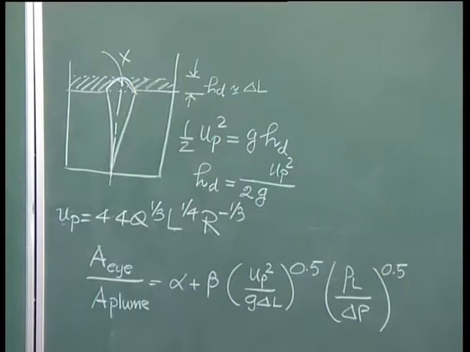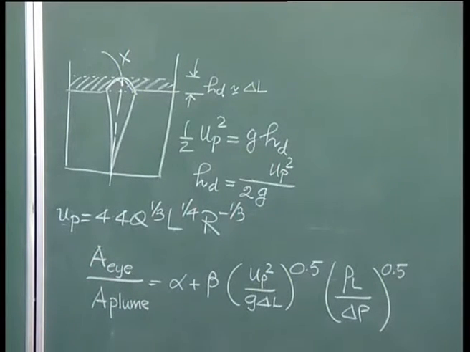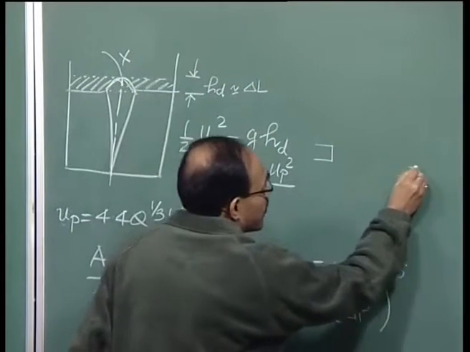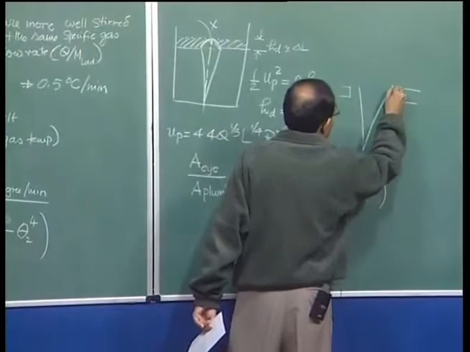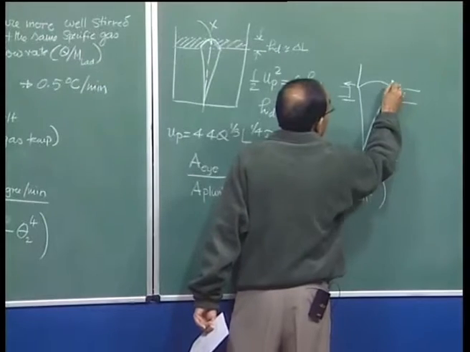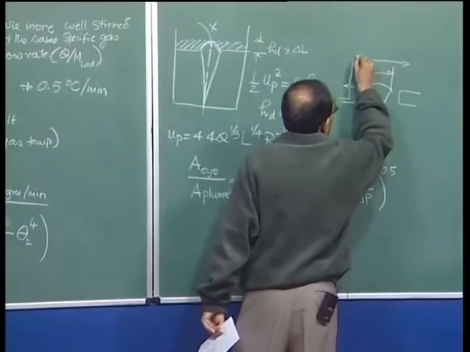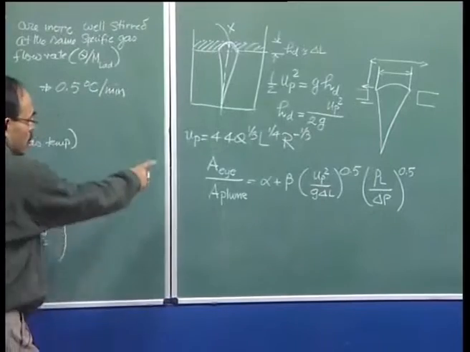The density differential and the plume rise velocity determine the ratio of the eye to the plume, because sometimes you can see that the slag is here, for example, and the plume is somewhere. The slag is pushed to such an extent that this is the eye area that we are talking about, and this is the area of the plume that we are using in this particular formula.